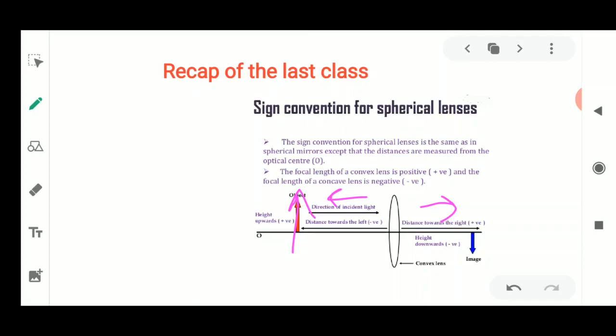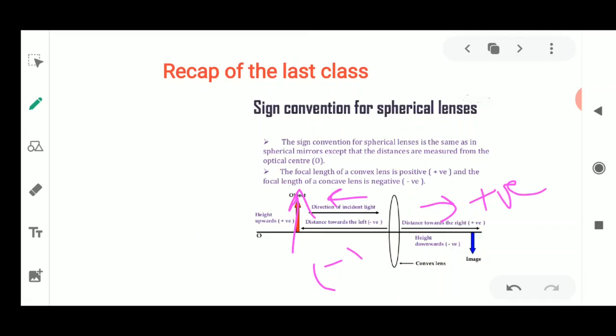So we have seen that whenever we keep the object on the left side of the lens, as we are talking about refraction, we deal only with lenses. The distance on the left side of the lens is always taken with a negative sign, and the distances on the right side of the lens are always taken as positive.